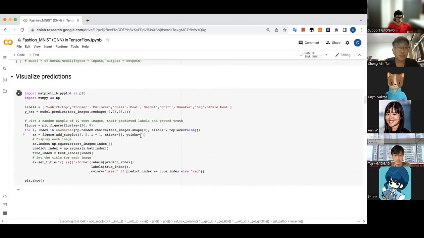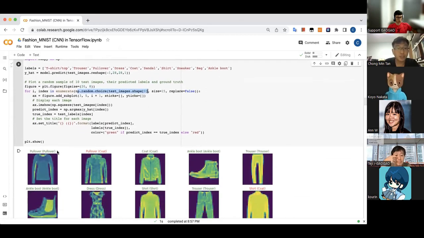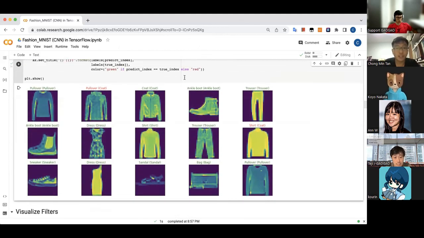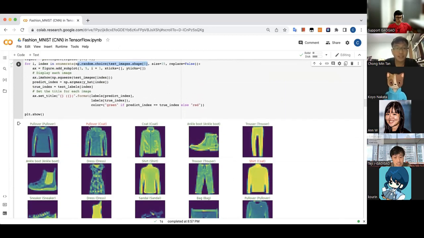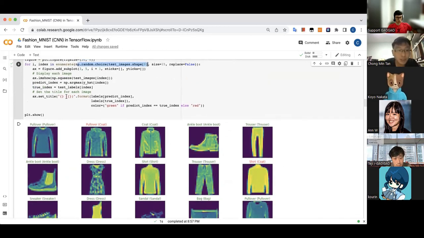So this code, I'm not going to go through, but this code basically just looks at some random images and then sees whether or not the image is classified correctly. So if it's wrong, it's red color, correct is green. So you can see actually not too bad. It classifies most of it correctly. Only stuff like this, it predicts a pullover. I think this should be a jacket, and this one should be, no, it's supposed to be a pullover, but it predicts as coats. Let me see here.